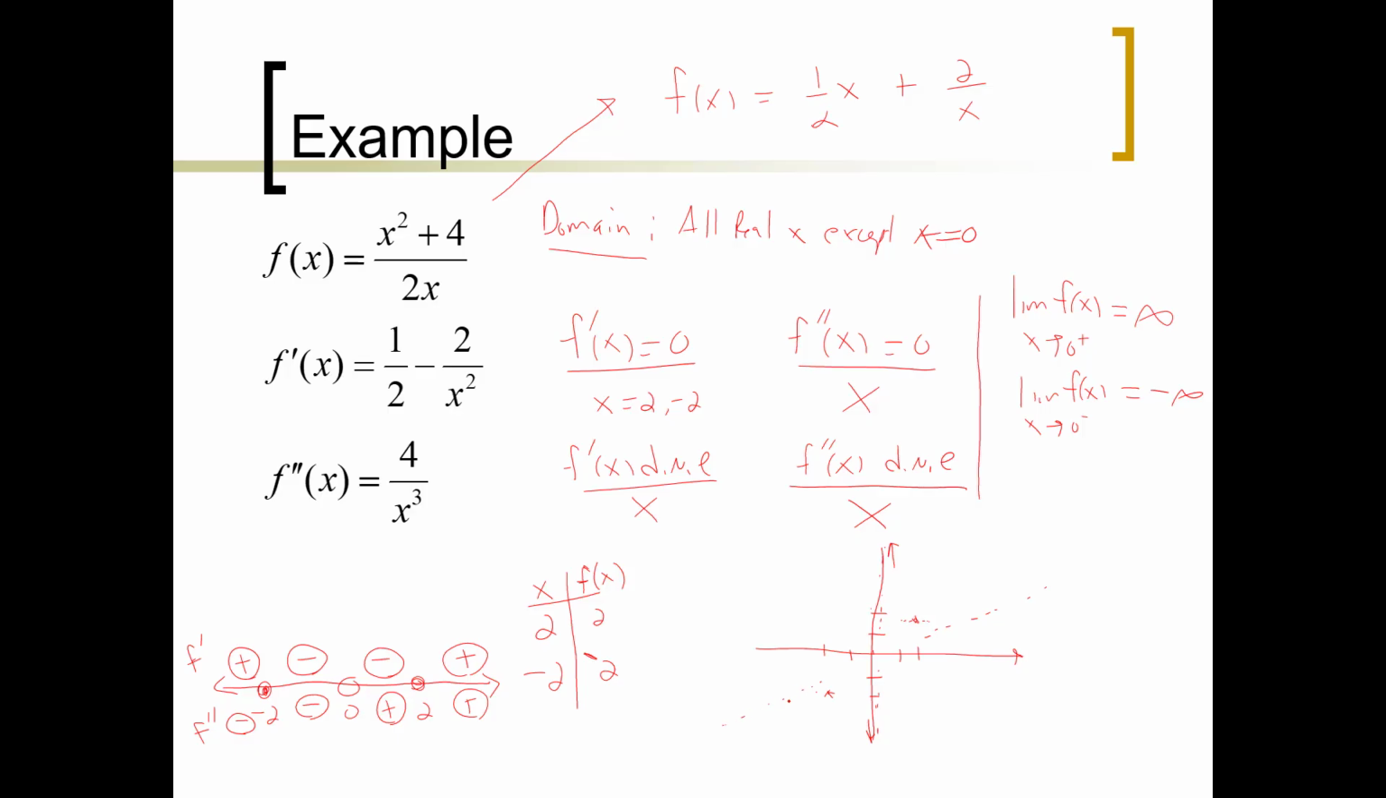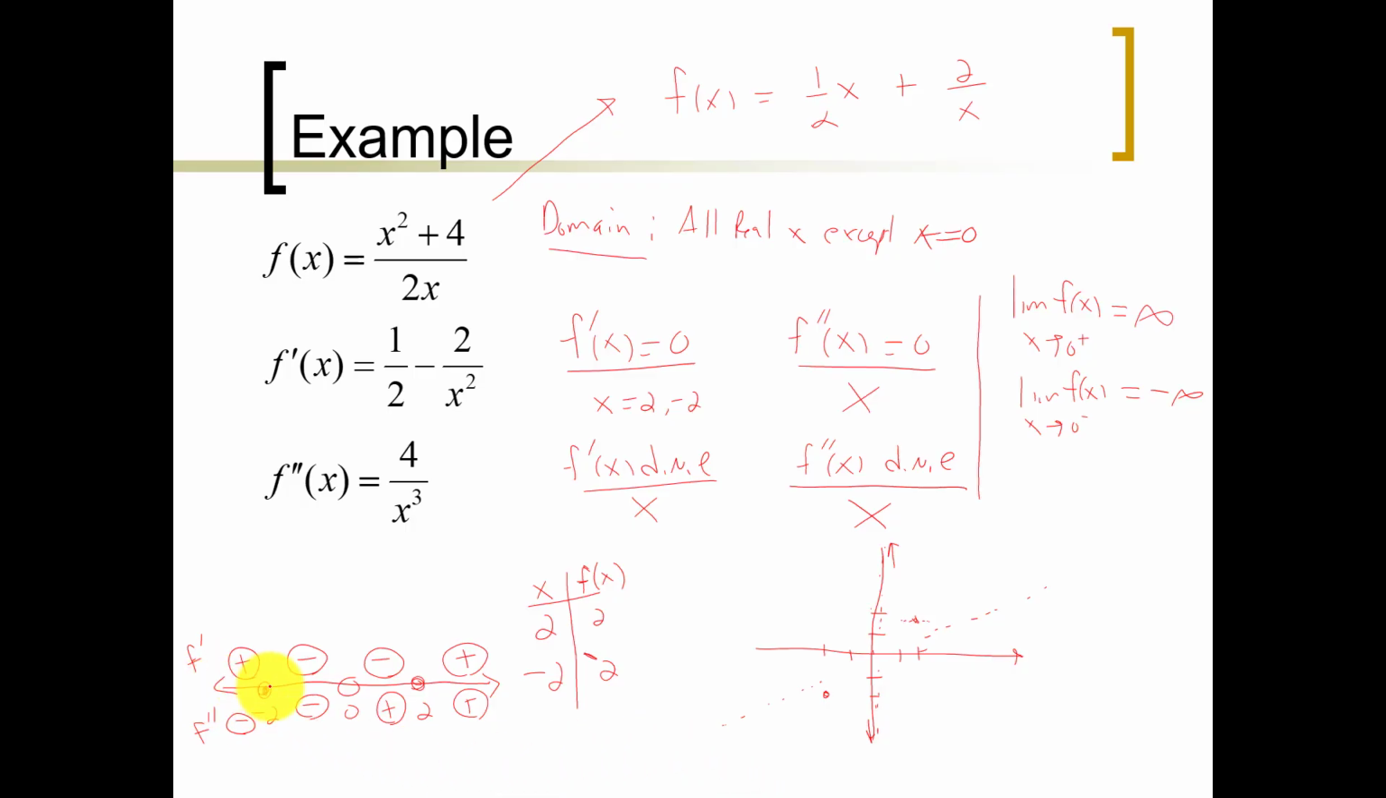I can say a little bit more. If x is bigger than 0, this term is positive, so the function is above the line. But if x is negative, this term is negative, and the function would then be below the line. So I know the graph probably never crosses this line either. So let's graph the function with what I know.